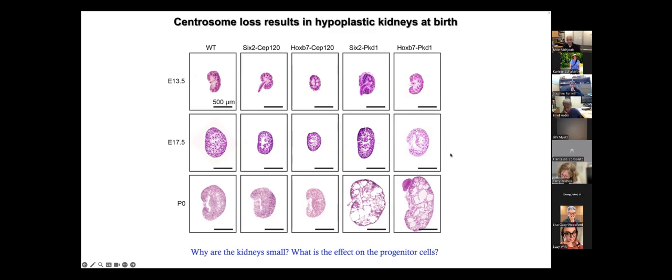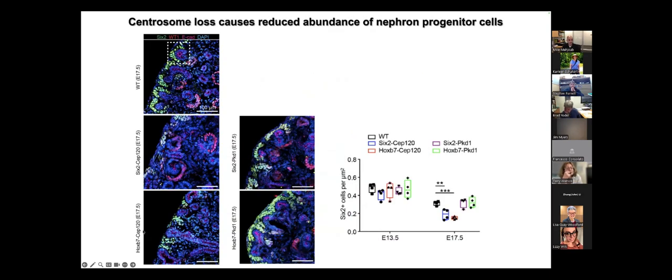And what's the effect on the progenitors of the cap mesenchyme? The Six2 knockout, of course, shows this, so we see a reduction in the cap mesenchyme. And in the PKD1 knockouts, either with Six2 or HoxB7, we don't see this loss of progenitor populations. This loss of progenitors starts becoming evident around E17.5. At E13, no major loss. E15 also doesn't seem to be very pronounced. It's around E17. So it looks like, slowly over developmental time, there's a loss of these cap mesenchyme cells in these knockouts.